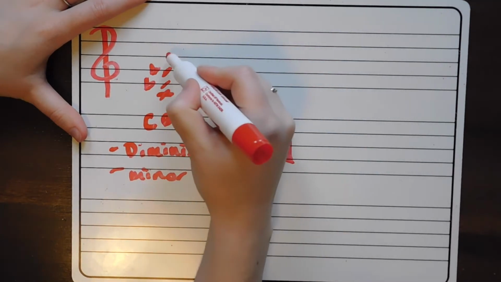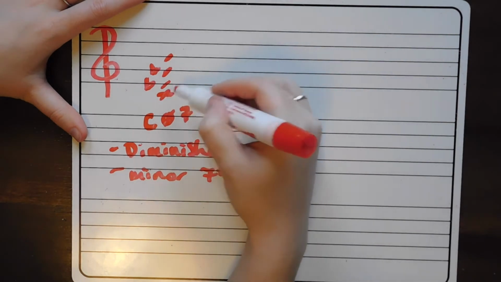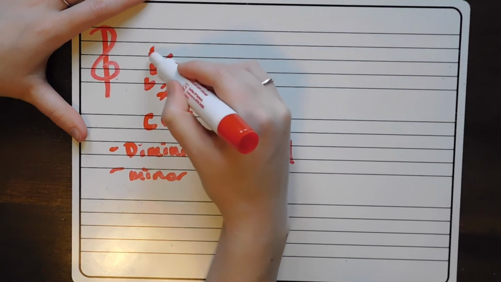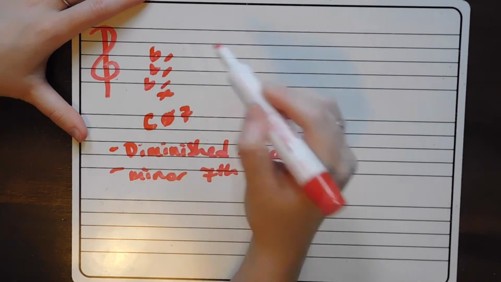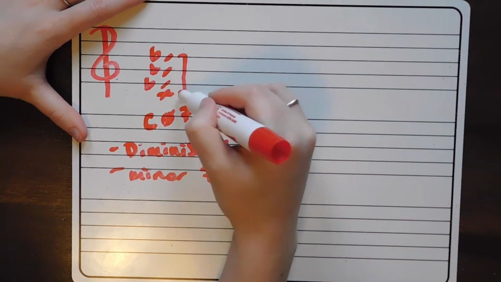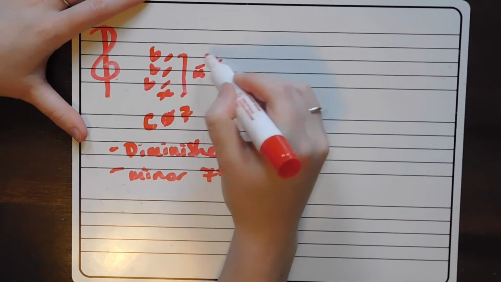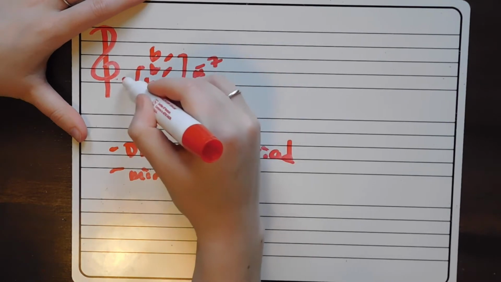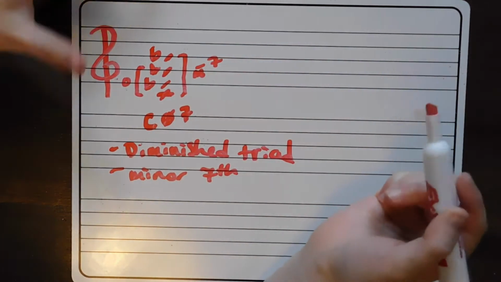And then we need a minor seventh on top. So, I mean, we've already been doing these minor sevenths, so C to B flat is minor, because C to B is major, so you lowered it once, right? So this is the minor seventh, and then this is your diminished triad, okay?